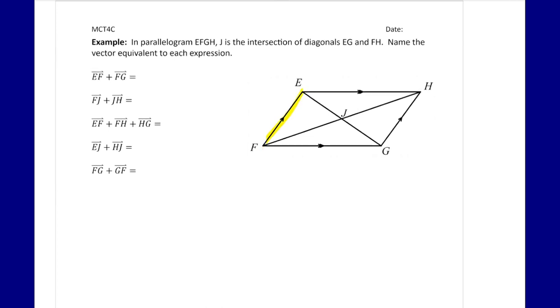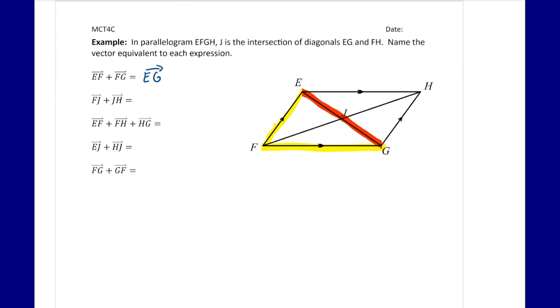We're looking for, so E would be the tail, F would be the tip. So we go in here. Right. So the resultant, using red continuously, would be this. So that would be the resultant. So the resultant in this case would be the vector EG.